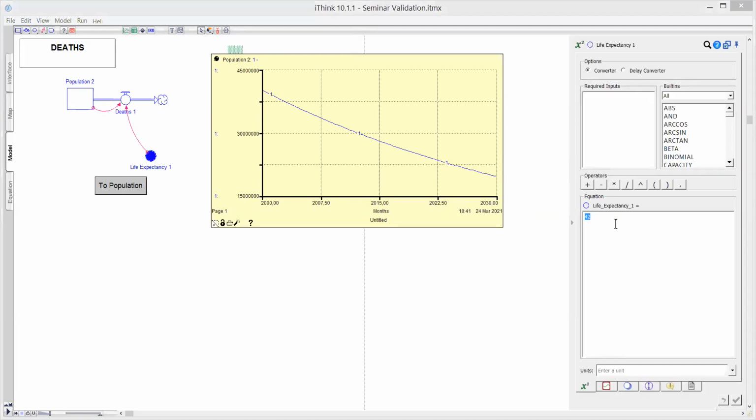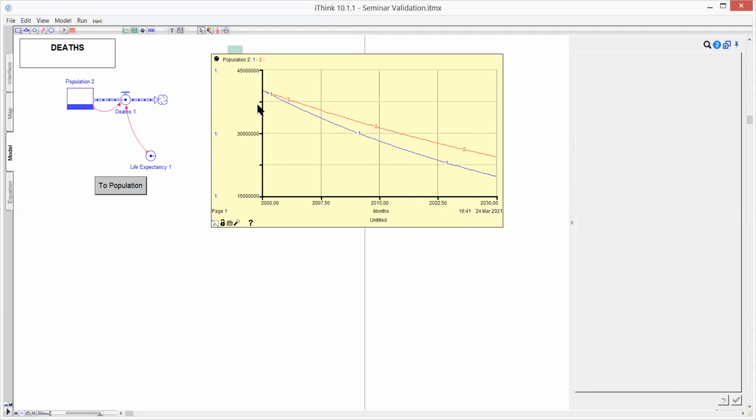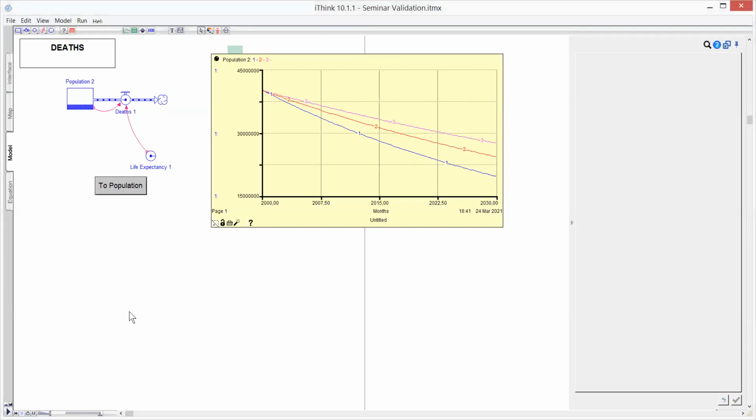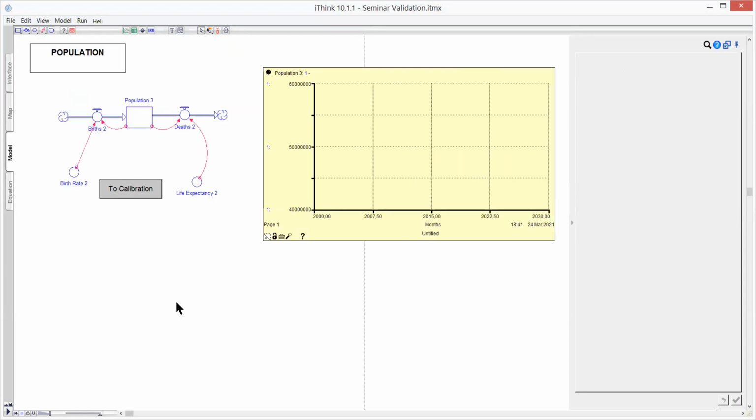And then we can step it up to, let's say, a 60, which I would expect fewer people to die. So my exponential decay is slowing down. And if I go to 80, I should see it go even lower. I mean, slower. So there now, basically I'm happy that my population, my birth system works, my death system works. So now let's go to the population system.